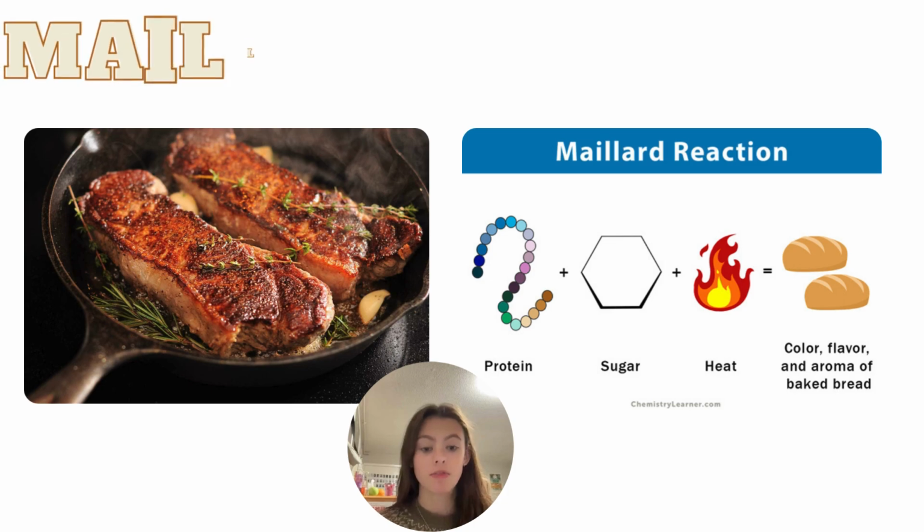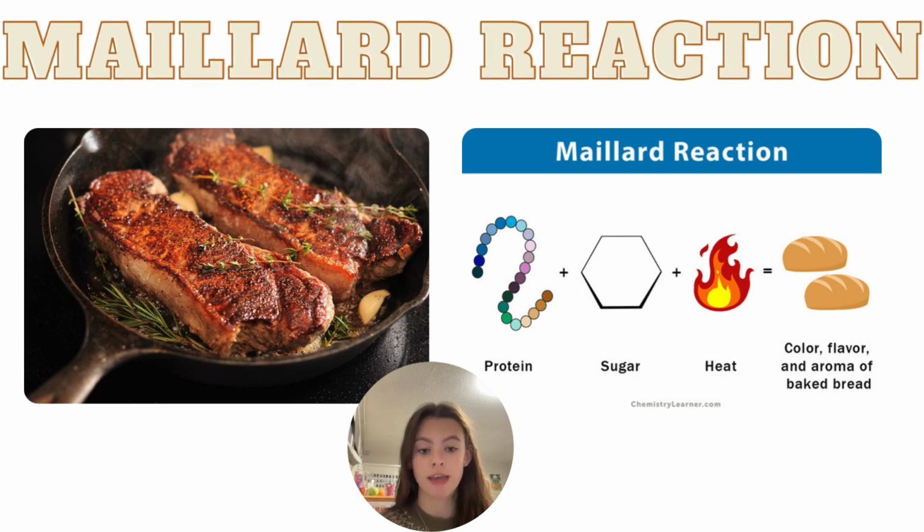The fifth and final scientific concept that we'll discuss today is a very delicious chemical reaction called the Maillard reaction. The Maillard reaction occurs when a sufficient amount of heat is applied to substances containing proteins and carbohydrates. And it's also important to note that this is different from caramelization.